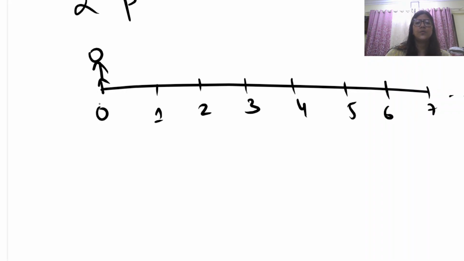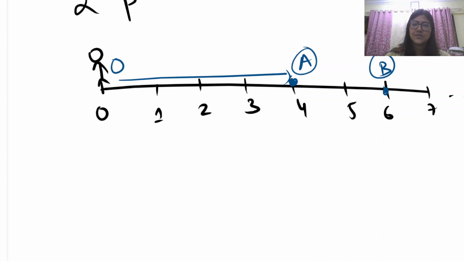Let's call this point O. The position of 0 is point O. And let's say you move to 4. You travel 4 meters and you reach point A. And then you travel 2 meters and you reach point B. So what is happening? You started with O, you went to A, and then you went to B. Now let's say somebody wants to know the change in position from point A to point B. So what is the total position at point B? At point B, it is 6 meters, and at point A, it is 4 meters.